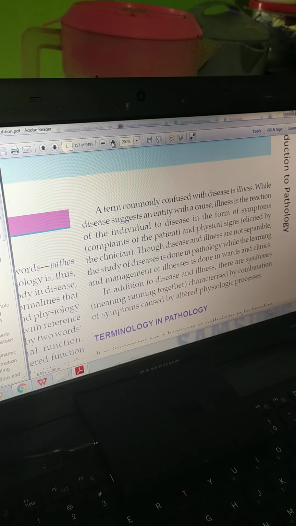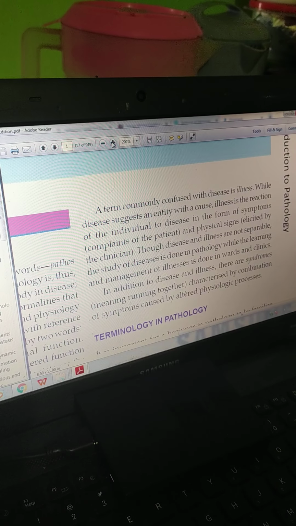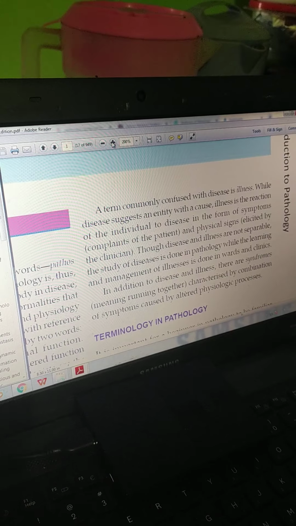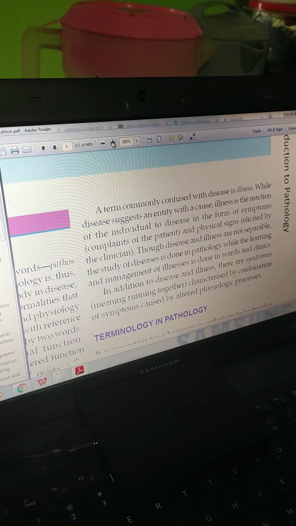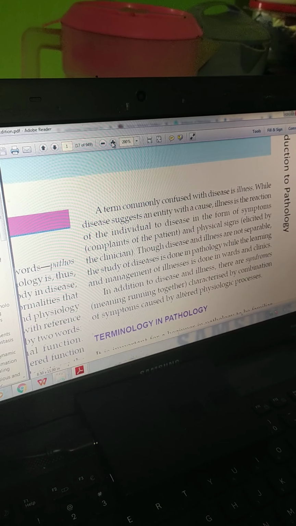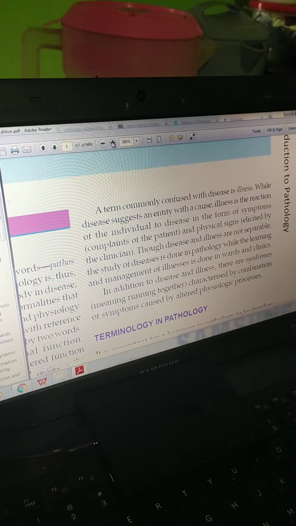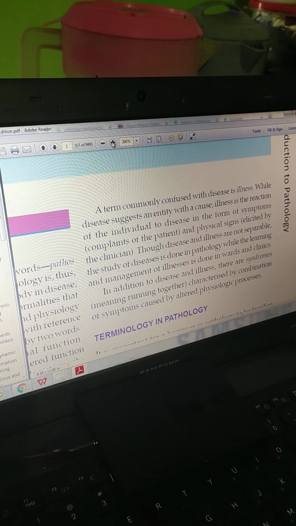A term commonly confused with disease is illness. While disease suggests an entity with a cause, illness is the reaction of the individual to disease, in the form of symptom complaints of the patient and physical signs elicited by the clinician. Though disease and illness are not separable, the study of disease is done in pathology while the learning and management of illness is done in wards and clinics.